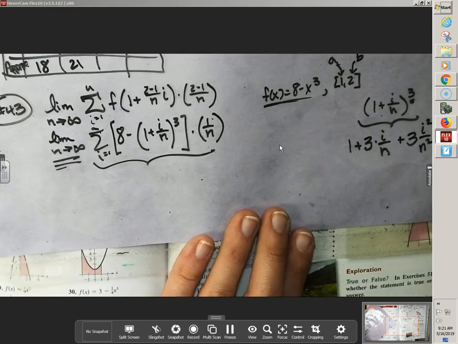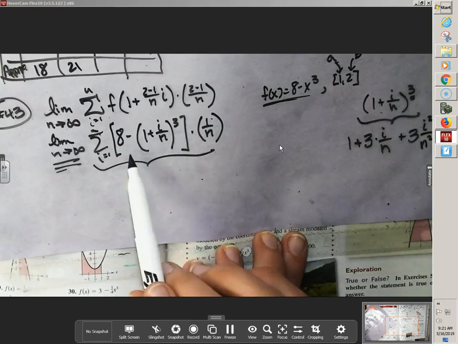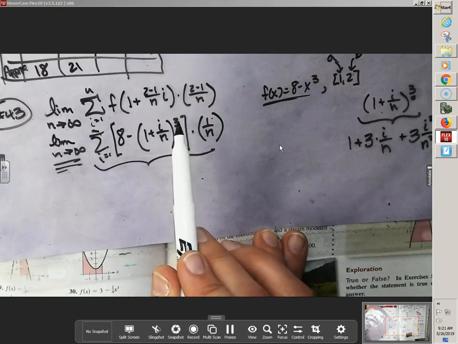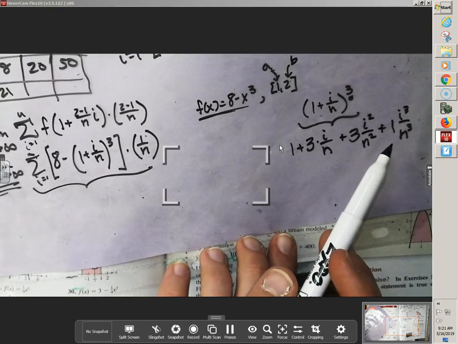Once again, this is way harder than anything tomorrow. Tomorrow you might just be able to distribute or maybe FOIL like a squared, but nothing cubed. Cubed is a bit harder than you'll see tomorrow.